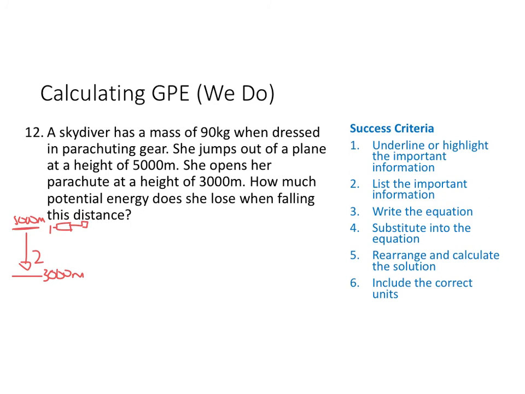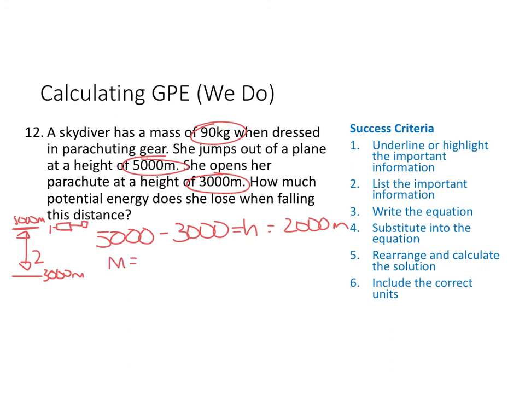Let's calculate. We're going to circle those because they're the important bits. What we need to work out is the distance that she's changed here. So 5,000 minus 3,000 gives us our height, which equals 2,000 meters. So mass equals 90 kilograms. Height equals 2,000 meters. And gravity equals 10 meters per second squared.